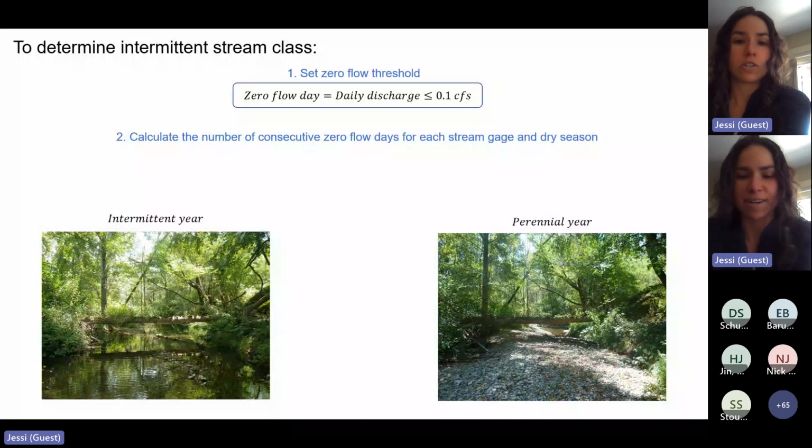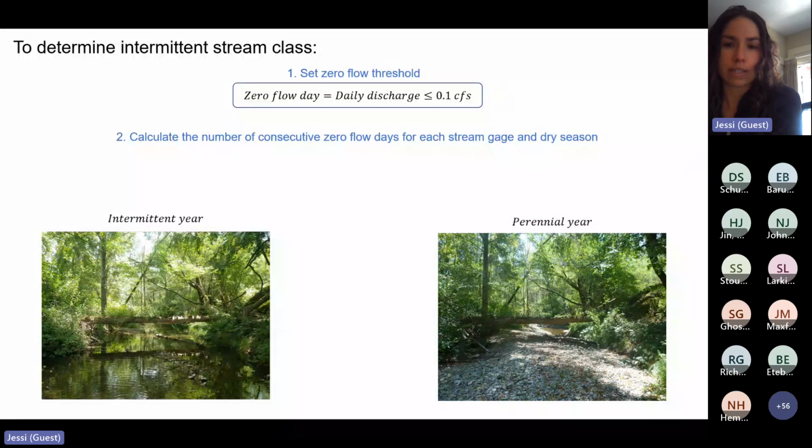intermittent. So to do that, we first set a zero flow threshold of 0.1 CFS to indicate that, yes, that stream is actually drying. We then calculated the number of zero flow days consecutively for each year. And then for each year, a year was classified as intermittent or drying if it had at least 5 days of no flow. So this really ensured that we're quantifying that actually the stream is losing disconnection.